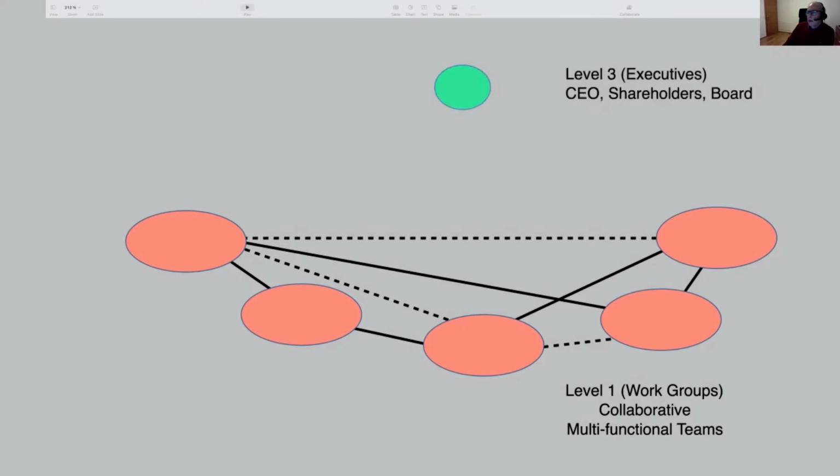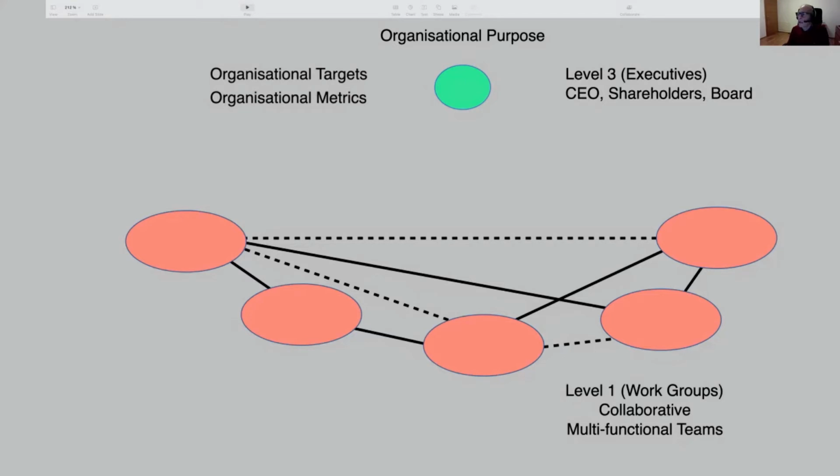Level 3 is where the whole context of the business is set. The CEO, together with shareholders and the board where appropriate, set the organization's purpose. Why is it in business? What does it do? Who does it? And who do they do it for? And how they deliver? In order to achieve your organizational purpose, this level sets the organizational targets and associated metrics that create the organizational work activity and outcome focus.